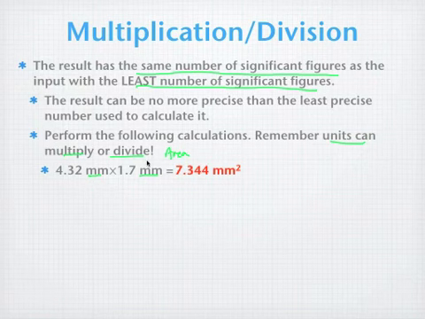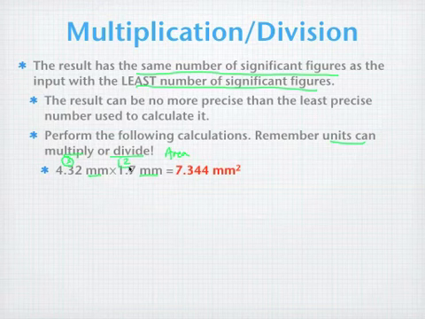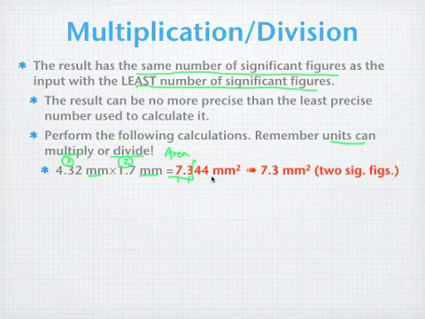But let's take a look at our input numbers. We have 3 significant figures here. We have 2 significant figures here. So our result must be rounded to 2 significant figures. There's 1, there's 2. That's as far out as we can go for rounding. The 4 doesn't round the 3 up. And so to round to 2 significant figures, we get 7.3 millimeters squared.